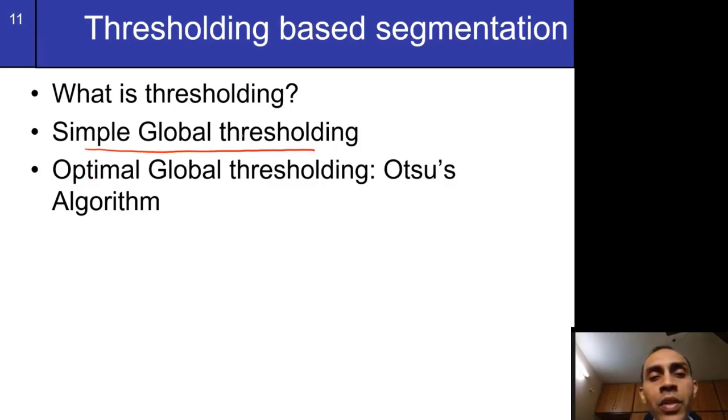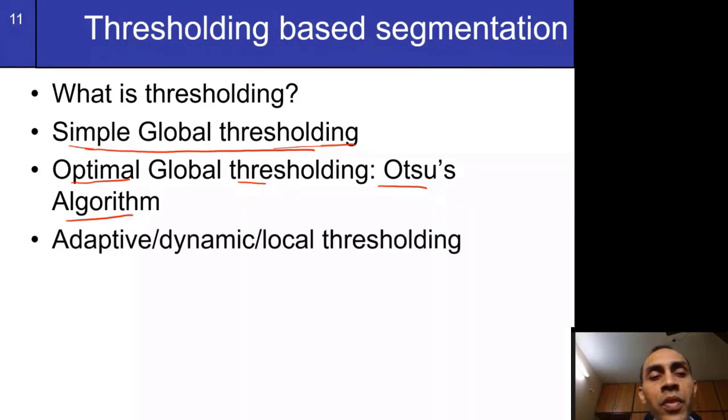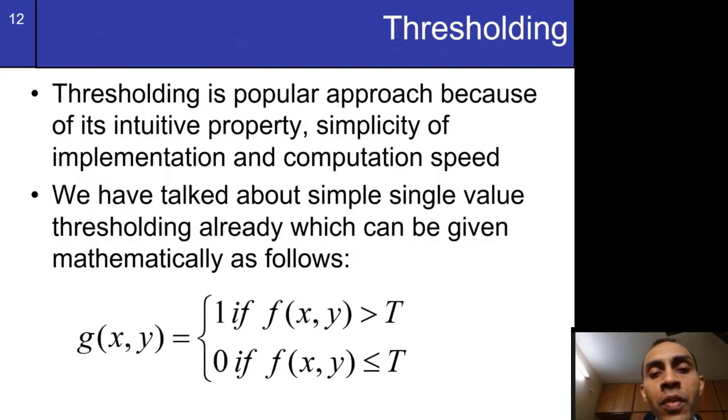Another one we'll try. This simple global thresholding will work only for a very limited scenario. So to get a more optimal method, we'll see Otsu's algorithm, which is the default method available in most image processing libraries for thresholding. And then we'll see that global thresholding may not always work, so we may have to do some kind of local or adaptive thresholding to take care of some problems. So that is what we will talk about in today's class.